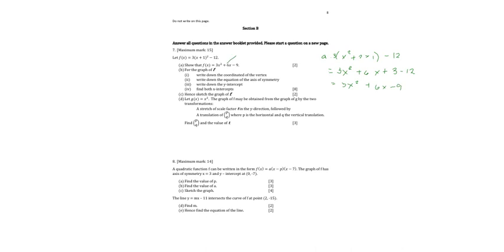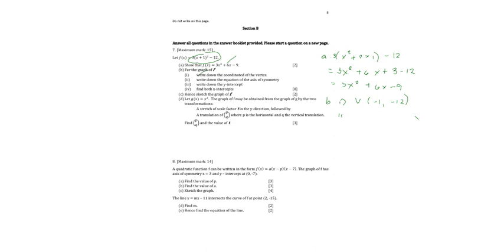For the graph of f, we have to write down the coordinate of the vertex. We can use the given function to find the coordinate of the vertex. So for 1, our vertex will have a coordinate of -1 and -12, the h, k value.